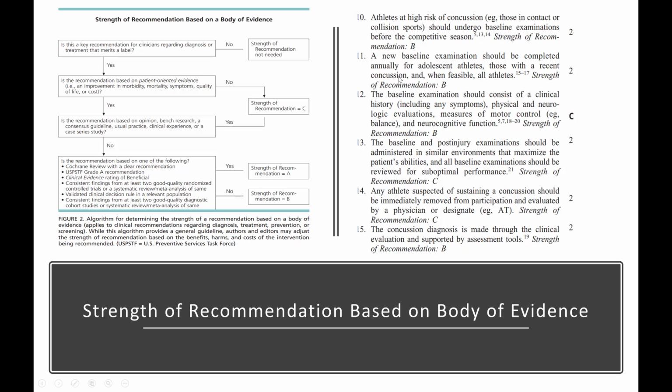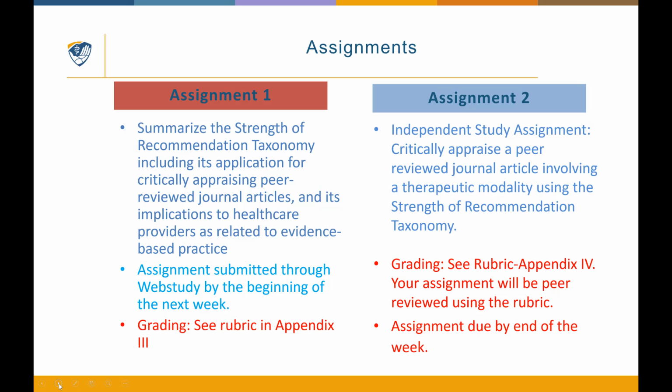However, these studies weren't at the very top of that pyramid, but they were close enough. So using the SORT, they were given a strength of recommendation of a B. And that's how using the strength of recommendation based on the body of evidence is done with that portion of the SORT. That's a brief overview of the SORT used for critically appraising the literature.